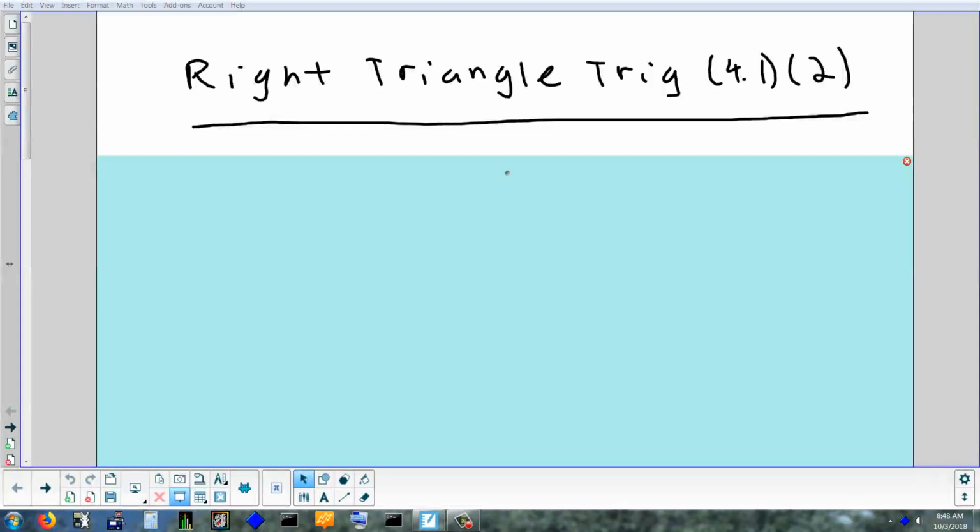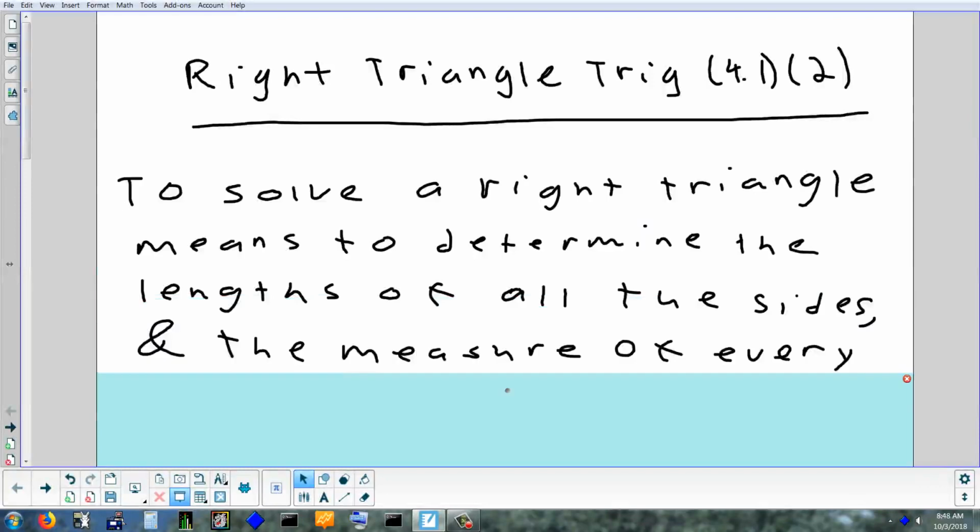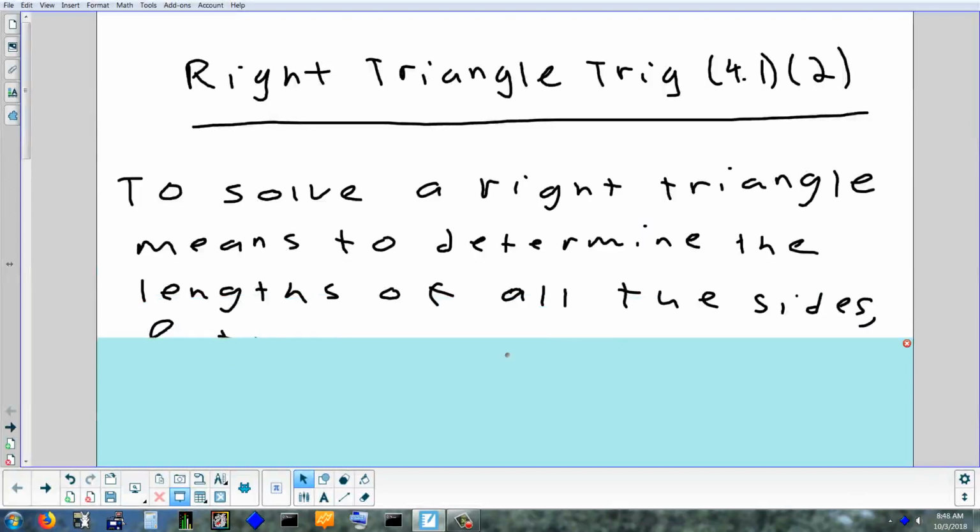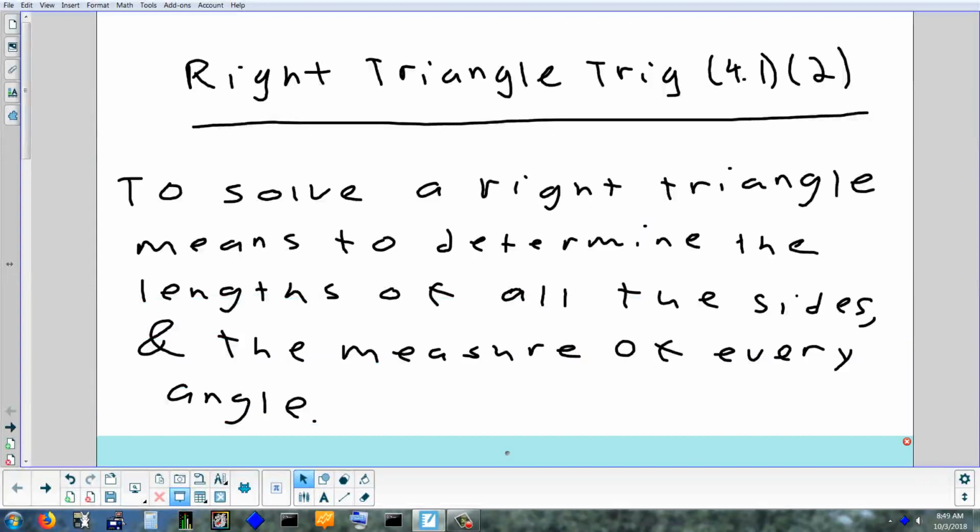Alright, so we're going to finish up the last half of section 4.1 today, which is on right triangle trig. And what we're going to look at today is solving triangles. When they ask you to solve a triangle, it means to find 6 things: 3 sides, 3 angles.